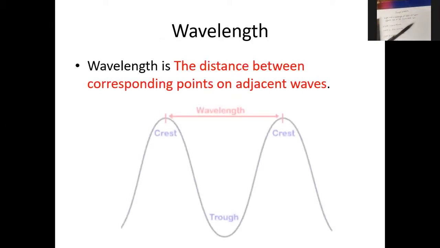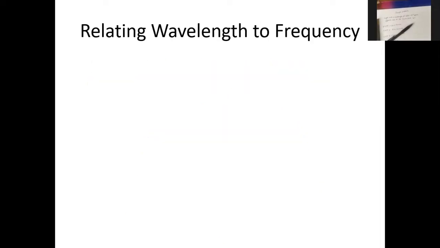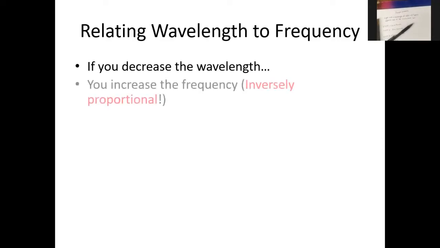Now, a wavelength, all right, so hopefully this is review, okay? We have a crest, we have the trough. This is the wavelength here from crest to crest, okay? Those are all wavelengths. Hopefully that's a review from last week. All right, now frequency. If I decrease the wavelength, I increase the frequency, okay?